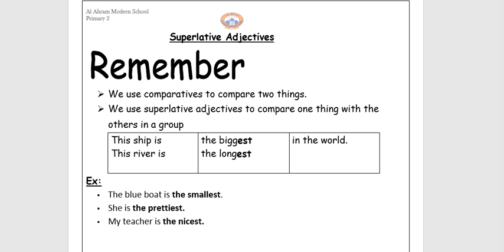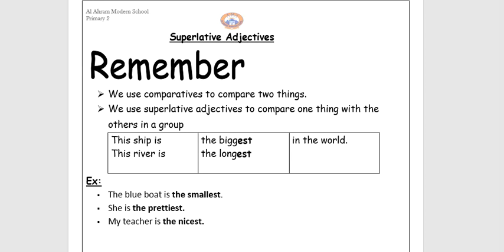This ship is the biggest in the world. So we are comparing this ship to the rest of the ships in the world, and we're saying that it's the biggest of them all. This river is the longest in the world. So we are comparing this river to the rest of the rivers in the world, and we're saying that it's the longest of them all. Another example. The blue boat is the smallest. She is the prettiest. My teacher is the nicest.